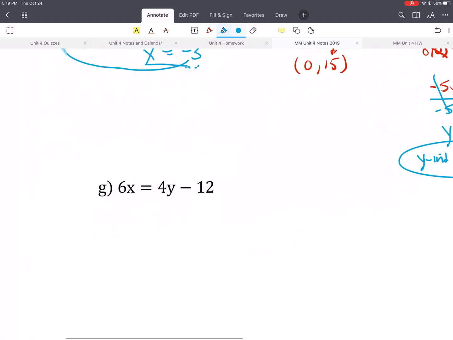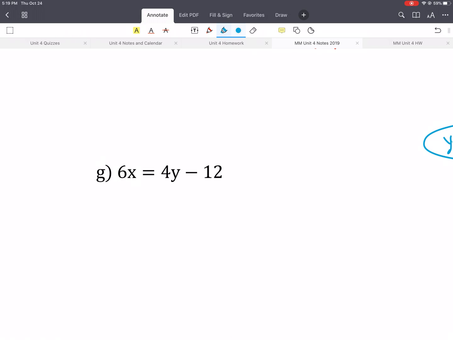Okay, and then the last one, x-intercept. Set y equal to 0, so we'd have 6x equals negative 12. Divide both sides by 6, get x equals negative 2. So the intercept would be negative 2, 0.